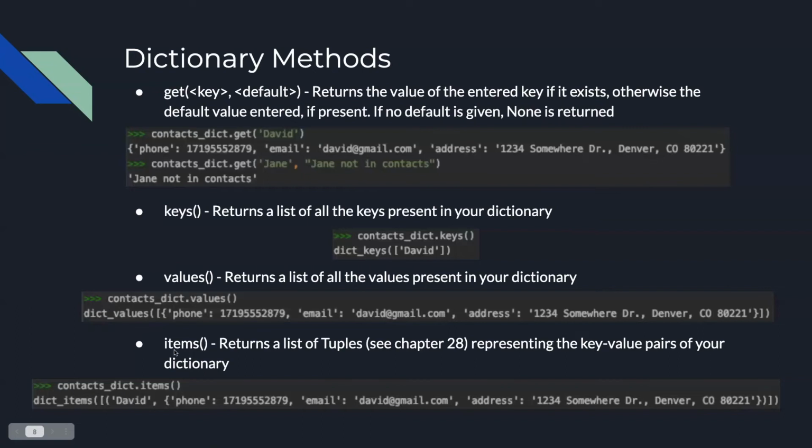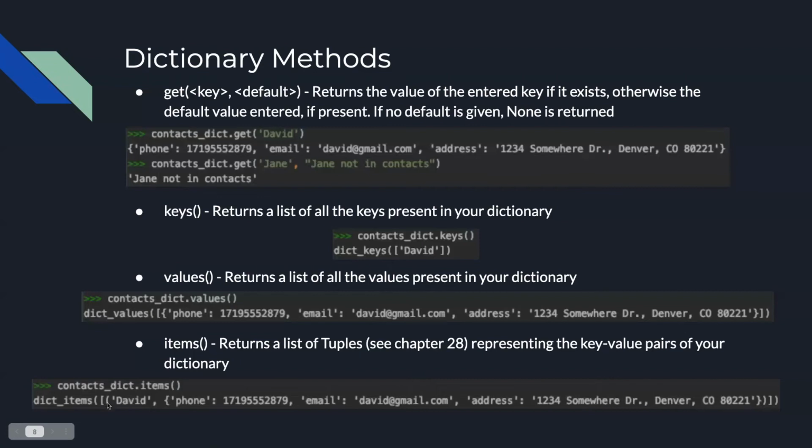And then items. Items returns a list of tuples. See chapter 28 for tuples. We'll be reviewing them, I believe, next week. We'll talk about tuples, but it returns a list of tuples representing the key value pairs of your dictionary. So if I do contacts dict dot items, remember the parentheses again, very important, then this returns a list of tuples. The square bracket here is a list. We'll talk about lists next week.